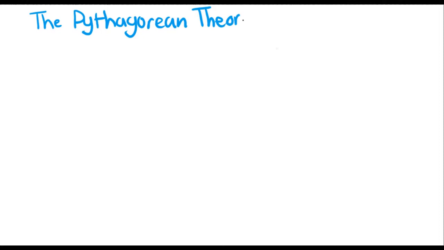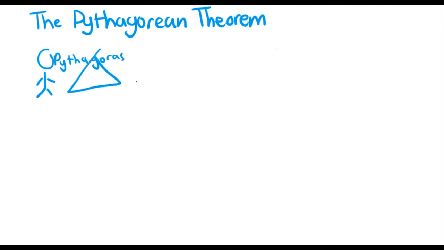Like last time, I'll explain a short history of this word. So, there was this old man called Pythagoras. And he was like, oh, triangles. Triangles are so cool. And he made the Pythagorean Theorem.